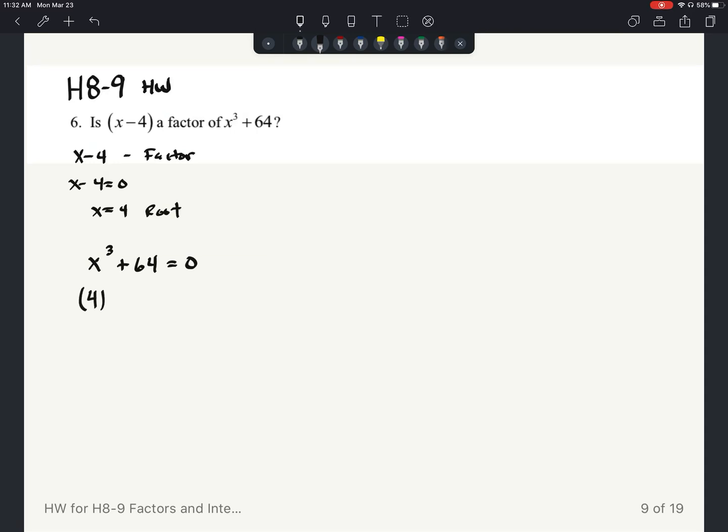So if I plugged in 4 here, 4 cubed plus 64. Well, 4 cubed is 64. 64 plus 64 is 128. That does not equal 0, so therefore we can conclude no, this is not a root, or x minus 4 is not a factor.